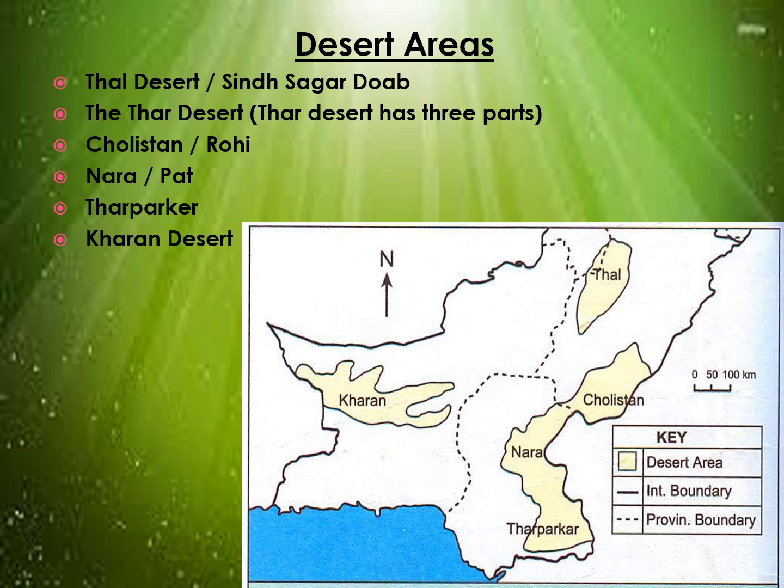The most important deserts of Pakistan are the Thal desert, which is in Punjab, then the Thar desert. It has three parts: Cholistan, Nara and Tharpakar, and then we have the Kharan desert. In this map you can see the Thal desert, which is in Punjab, then the Kharan desert, which is in Balochistan, then the Thar desert, which is comprised of three parts: Cholistan, Nara and Tharpakar. So they are in Punjab and Sindh respectively.